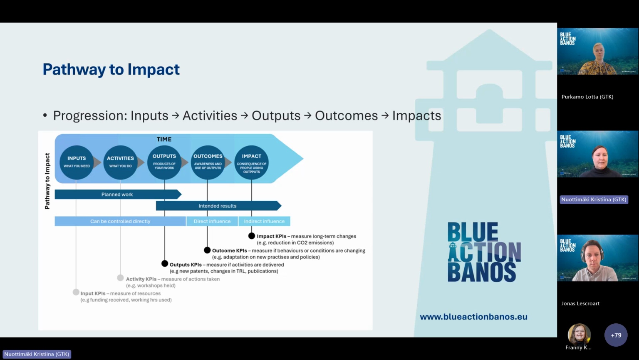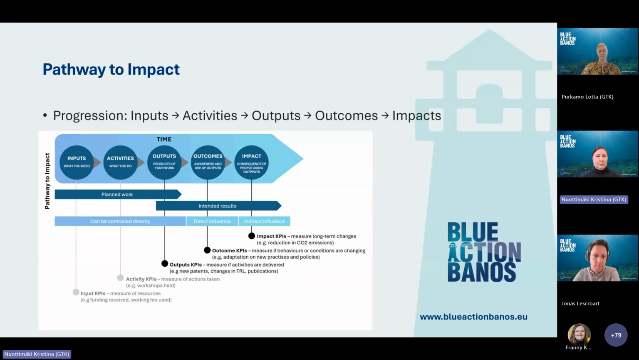So this visualizes the pathway to impact method. On the left-hand side, you can see inputs. So basically what you need in your project to do what you do or plan, such as funding received or working hours used. And you will plan activities, what you do, such as workshops held, for example, and these will lead into outputs. So these are products of your work.